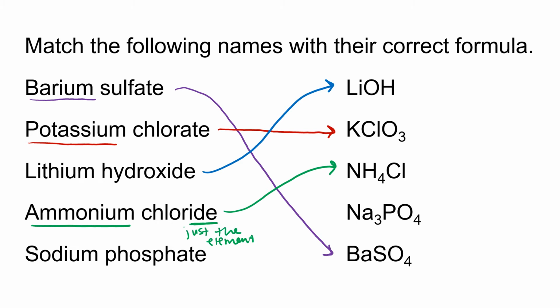And then that leaves us with our last one, a sodium phosphate. We know sodium has the element symbol Na, and phosphate has the formula of PO4 3-. So we're looking at this fourth one in our list.